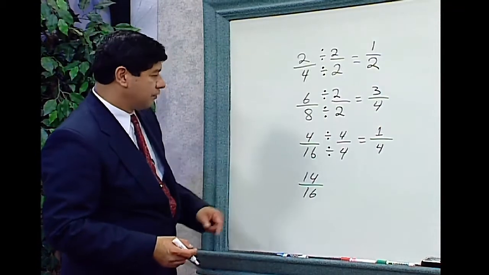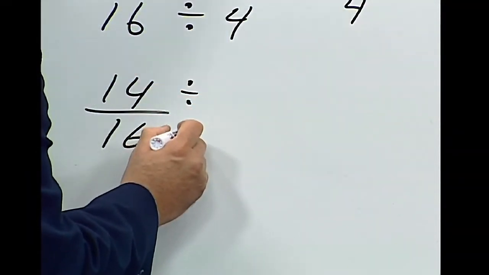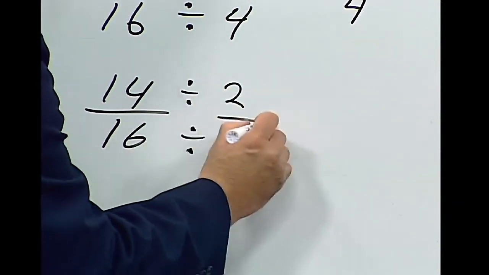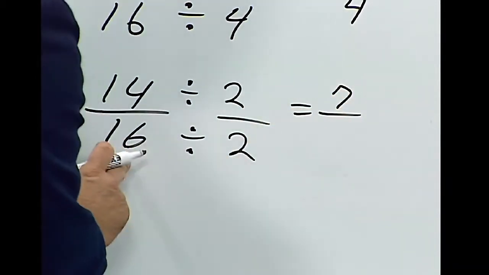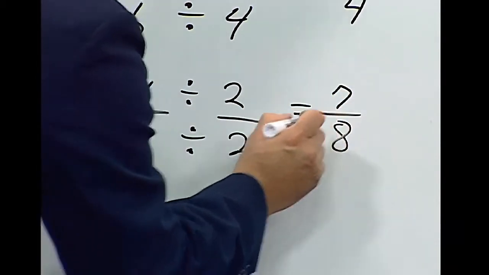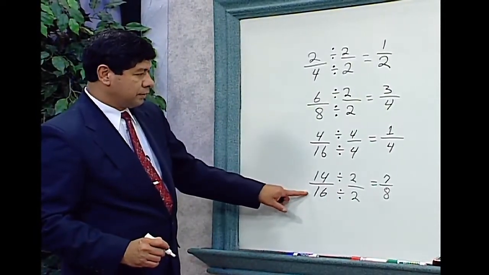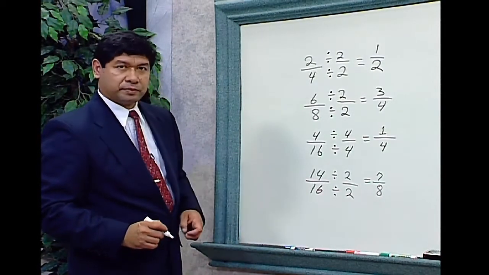Now we're looking at 14 over 16, and again, we can divide both our numerator and our denominator by 2 in this case. So 14 divided by 2 is equal to 7, and 16 divided by 2 is equal to 8. So again, we can demonstrate where 14 over 16 is equivalent to 7 over 8. These are all equivalent expressions.